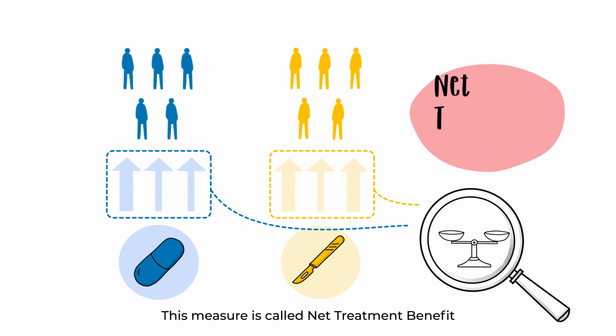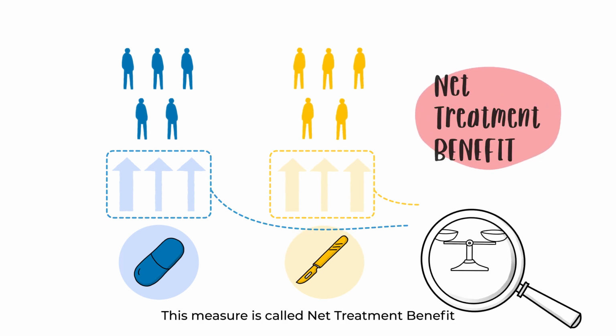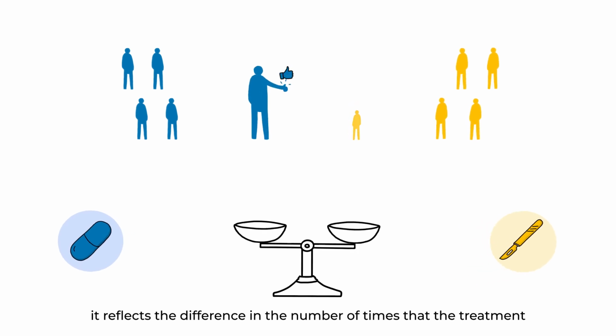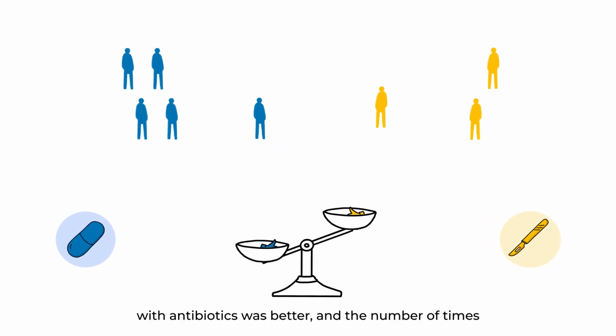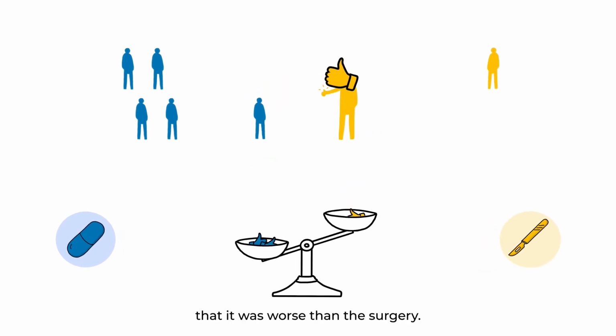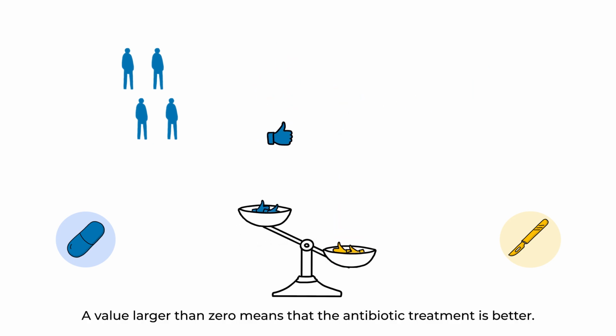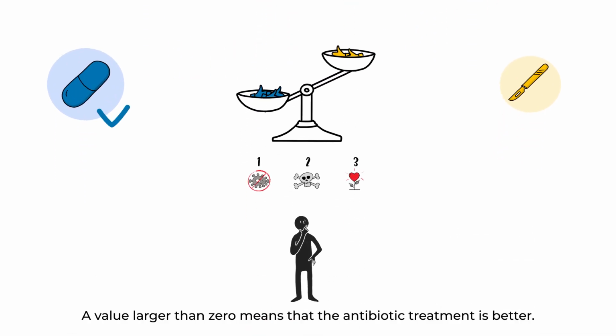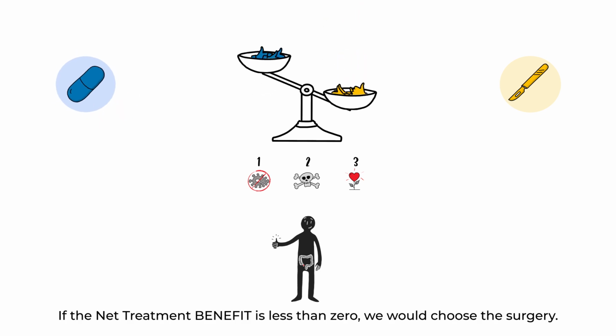This measure is called net treatment benefit. It reflects the difference in the number of times that the treatment with antibiotics was better and the number of times that it was worse than the surgery. A value larger than 0 means that the antibiotic treatment is better. If the net treatment benefit is less than 0, we would choose the surgery.